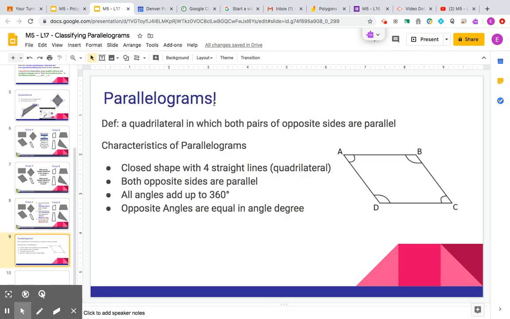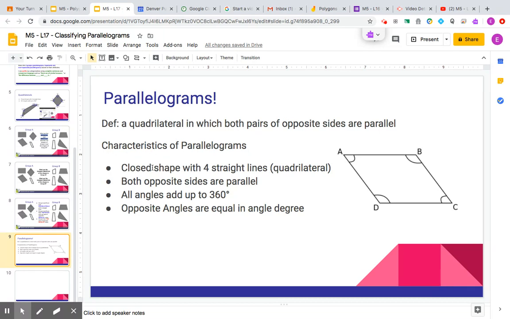We call them parallelograms. The definition of a parallelogram is a quadrilateral in which both pairs of opposite sides are parallel. This means that they have certain characteristics that make them different than trapezoids and other quadrilaterals. So let's take a look at those characteristics.